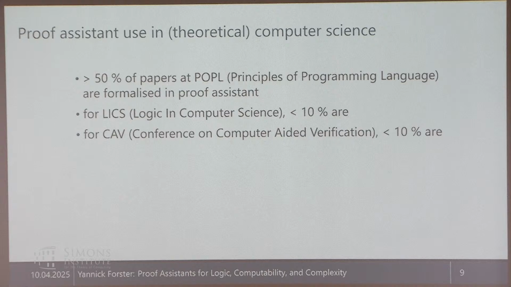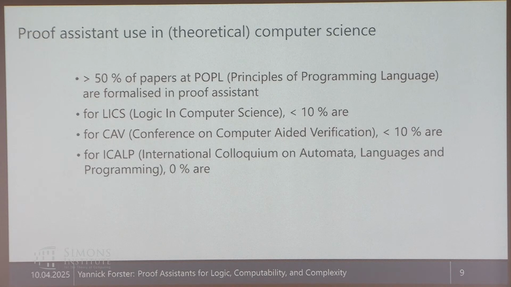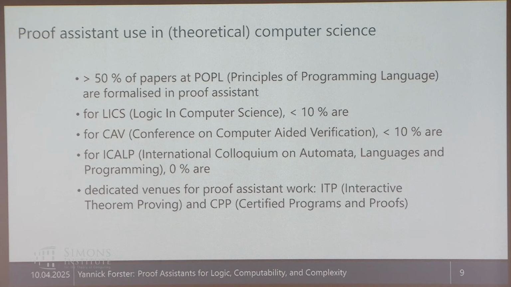For CAV, verification, I again put less than 10%, but actually the number might be 0. I'm not super sure, but I think at some point there might have been something. ICALP, automata, languages, programming: 0. Nobody, and if you try, it doesn't work.